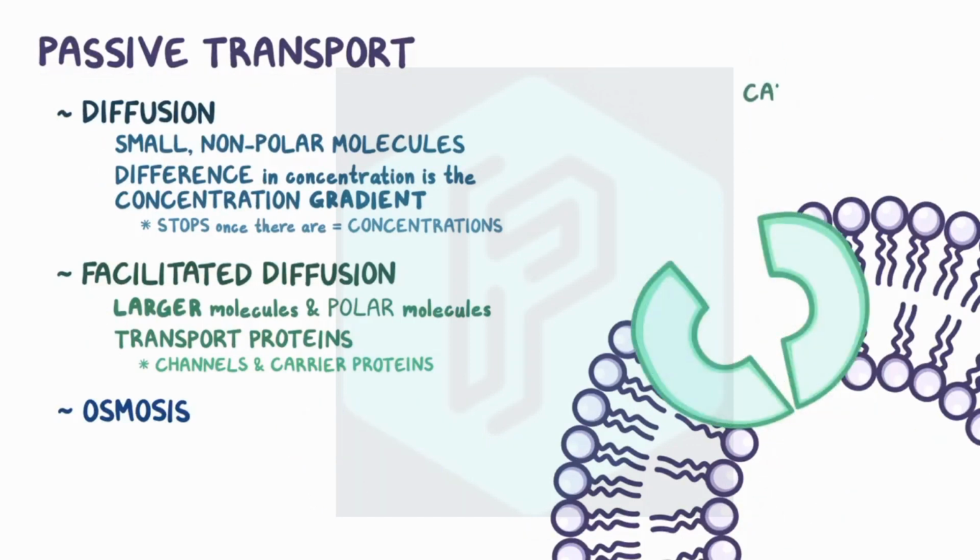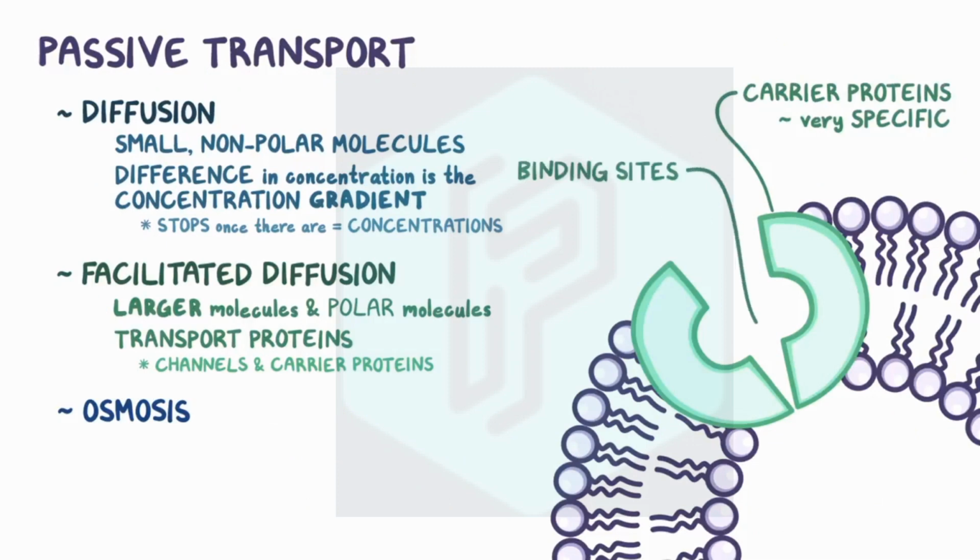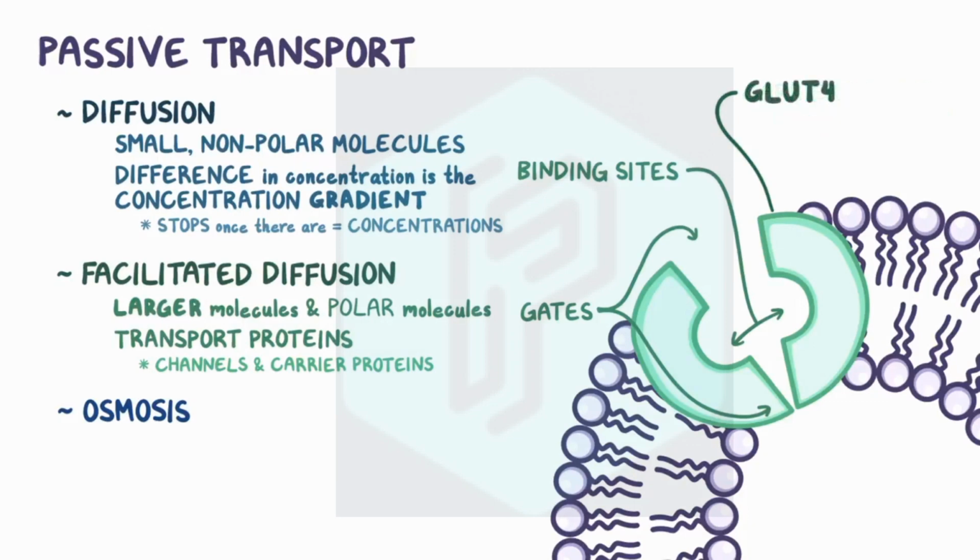In contrast, carrier proteins are very specific. They have special binding sites that only allow certain molecules to bind to them, and they also have gates at both ends, which open sequentially. An example of a carrier protein is the glucose transporter protein called GLUT4.